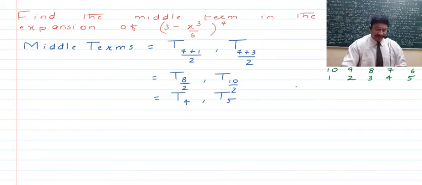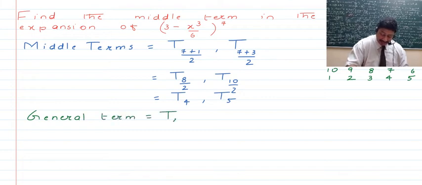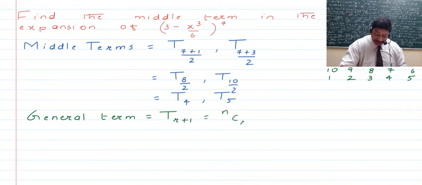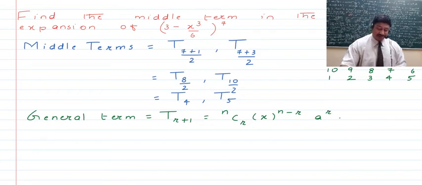And that, children, is child's play for you people, as you know that the general term is given by T(r+1). In the expansion of (x + a) raised to the power n, it is nCr x raised to the power n minus r, the difference of the superfix and the suffix, and the second term, a, raised to the power r, the number in the suffix. So this, children, is going to be the general term, right? And using this, we will now find t4 and t5.